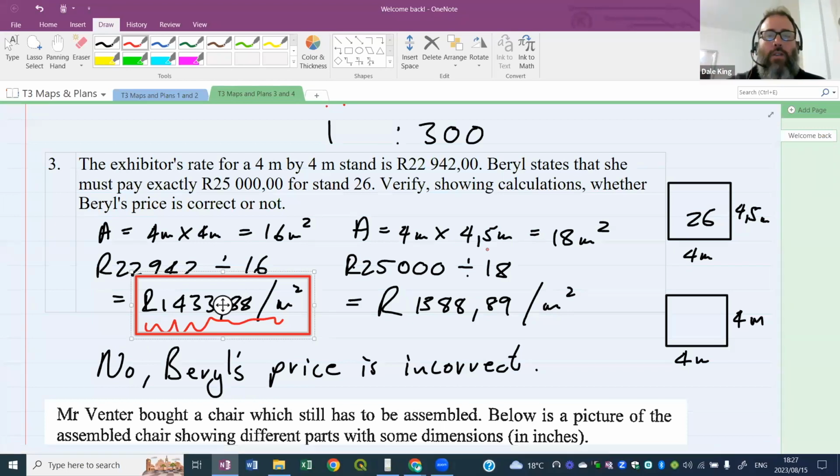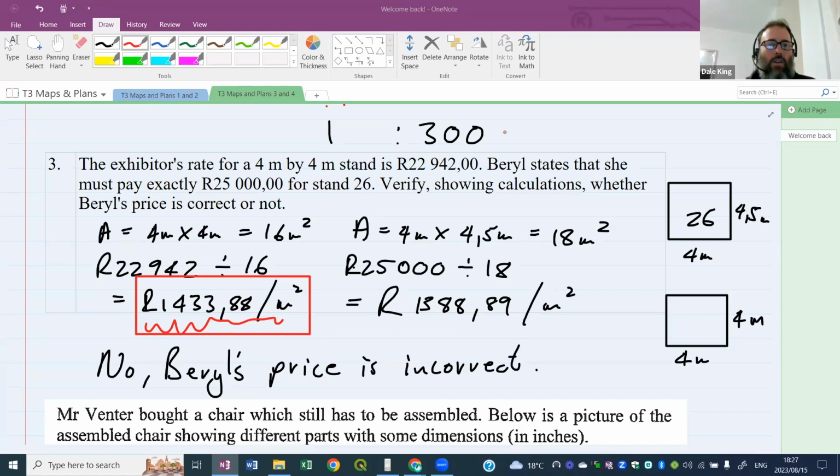Then if you multiply this by 18, you should get 25,000. So Fatima went and worked it out and got a value much higher than 25,000. It was 25,909, I think. She took this per square meter price, multiplied by 18, and obviously that's not correct. So you could do it that way as well.